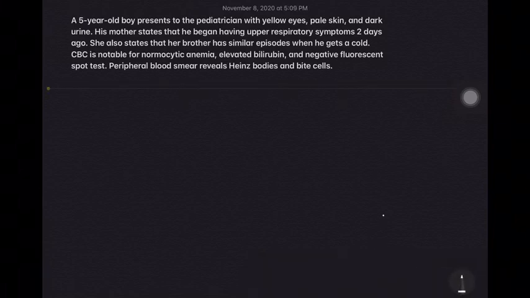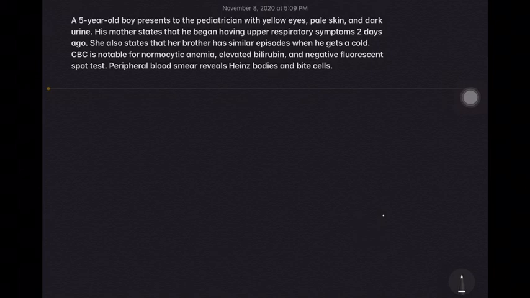This is a 5-year-old boy who presents to the pediatrician with yellow eyes, pale skin, and dark urine. His mother states that he began having upper respiratory symptoms 2 days ago. So there is an infection going on, most probably of the upper respiratory tract, and the duration is 2 days. She also states that her brother has similar episodes. So this disease is somehow passing from generation to generation. Okay, when he gets a cold, so infection is associated with this disease.